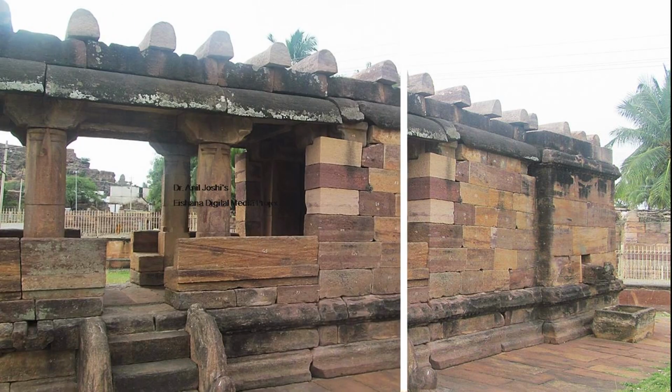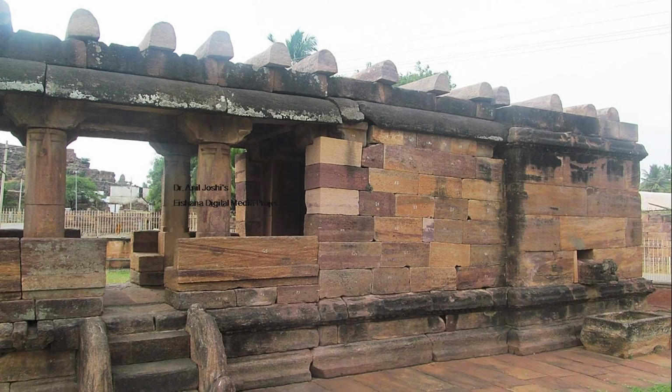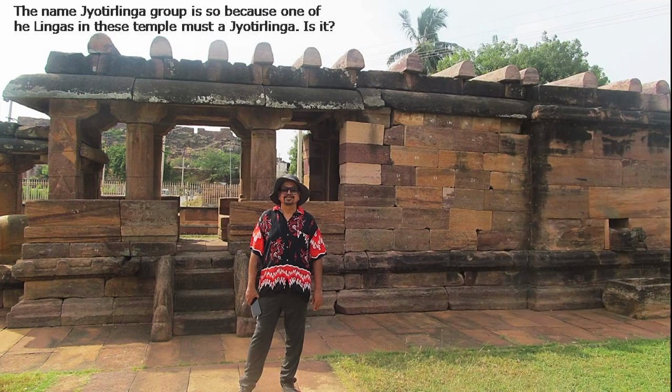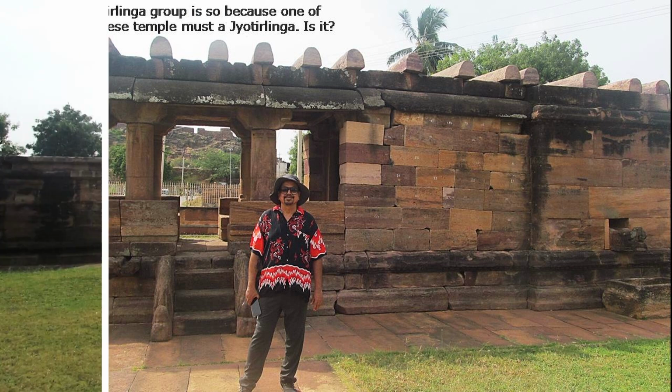Here certain pillars are carved. Some pillars are just mildly decorated. So all varieties are there. Then there is some seating arrangement in the temple so that you can spend some time, or if there is overcrowding inside the sanctum, you can wait there. The name Jyotirlinga group is so because one of the lingas in this temple must be a Jyotirlinga. Yes, correct. That's why it is the Jyotirlinga complex.